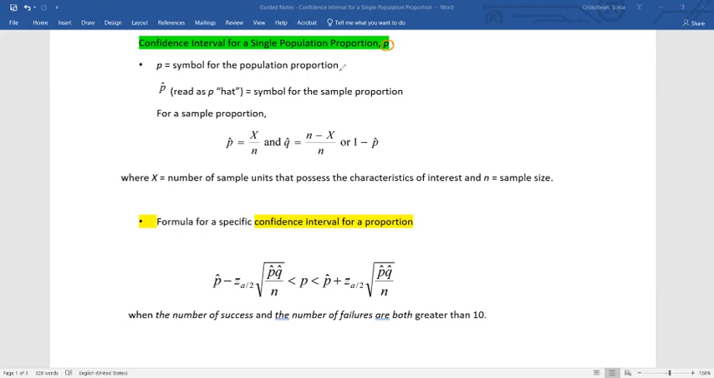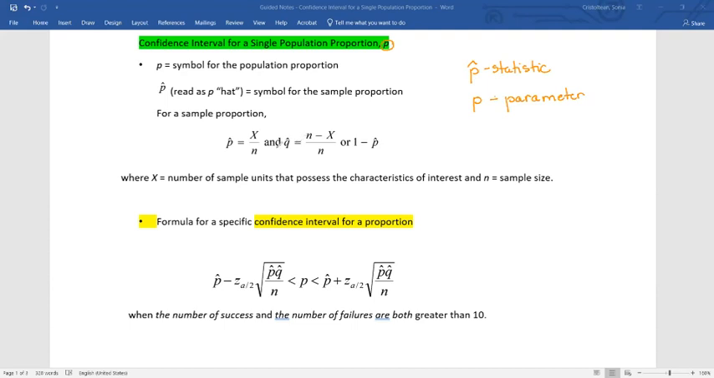But first, let's talk about the symbols used in this section. P, as I said, is the symbol for the population proportion, while P hat is the symbol for the sample proportion. So P hat is a statistic, while P is the parameter. For a sample proportion, P hat equals X divided by N, and Q hat is N minus X divided by N, or 1 minus P hat.